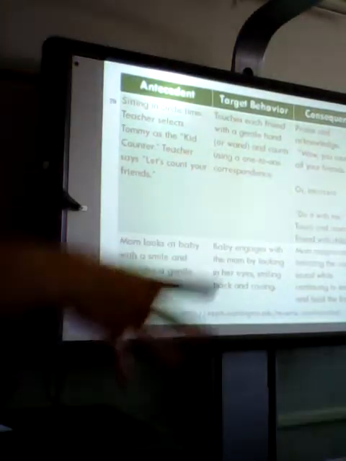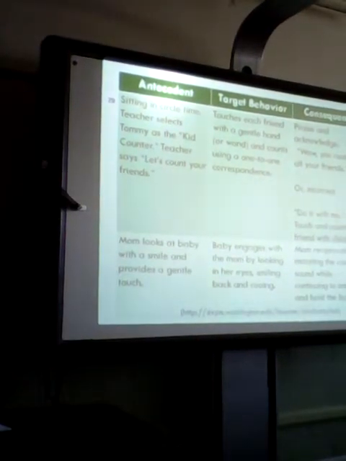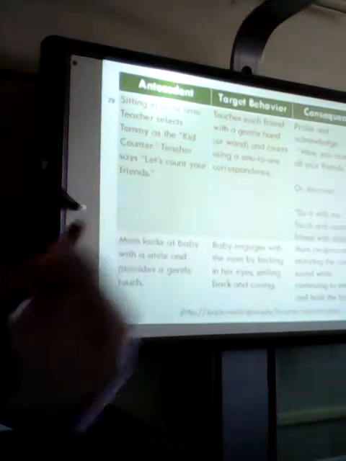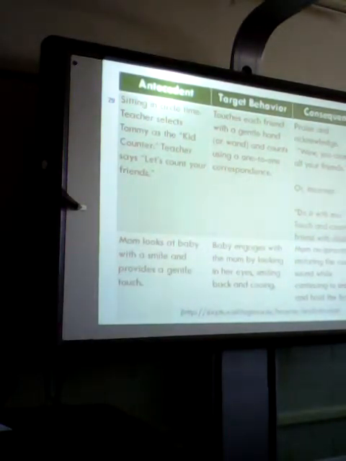Slapping them all on the head, hopefully he's not. You could correct him and say, okay, let's do it together, to really demonstrate touching each of his friends in the circle and using that one-on-one counting.